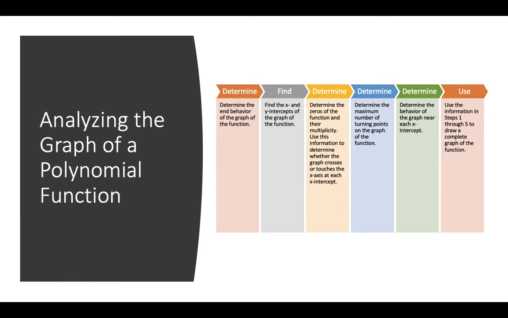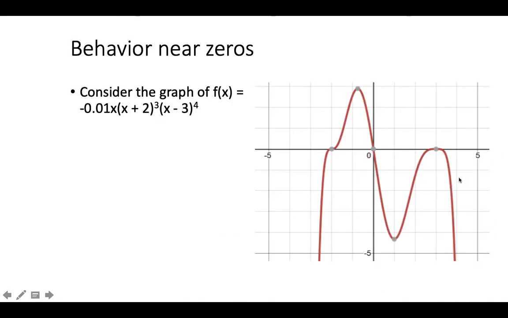Now, analyzing the graph of polynomial functions, we will be using all these steps, step 1, 2, 3, 4, 5, 6. We will be using all these steps to analyze the graph of polynomial functions. So we will discuss these steps with some real example like this one. So let's look at this one.